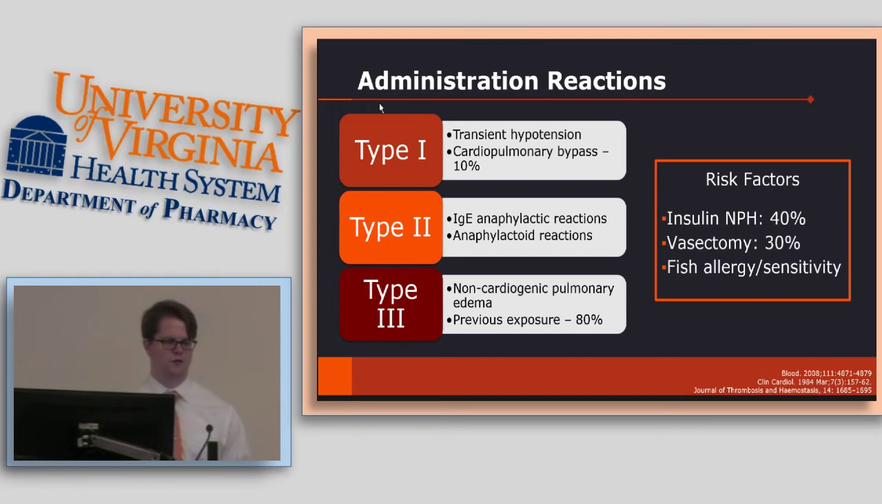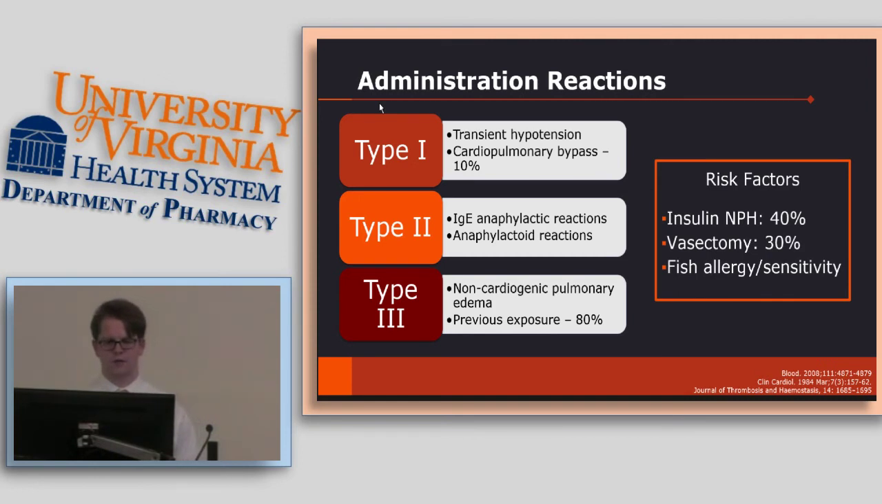The second type is type 2, so it includes both IgE-mediated and anaphylactoid reactions. And the type 3, the third and final category, is a non-cardiogenic pulmonary edema, which results in right ventricle dysfunction, followed by subsequent left ventricle underfilling, which can lead to systemic hypotension and ultimately vascular collapse. This reaction has a high associated mortality of about 30%.